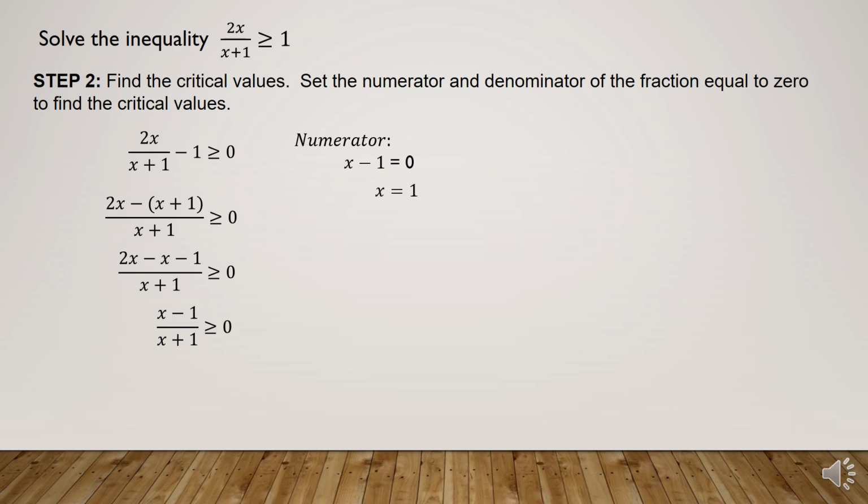You have observed that we transpose negative 1 to the other side so that it will become positive 1. Then the denominator, since the denominator is x plus 1, we will equate this to 0. Then transpose positive 1 to the other side. So we have x is equal to -1. So the critical values are -1 and +1, or +1 and -1.